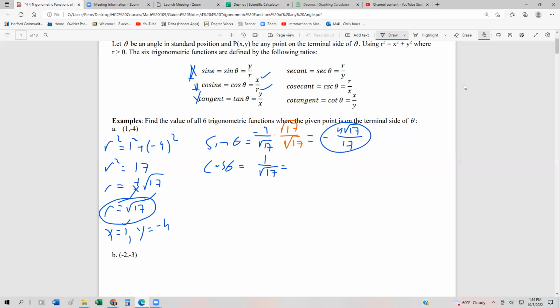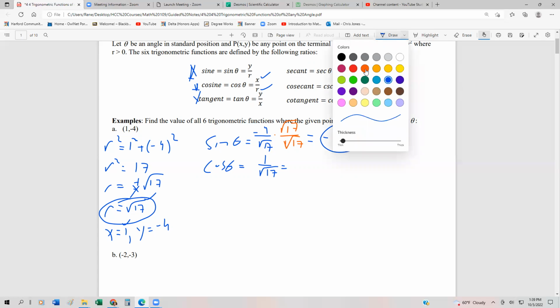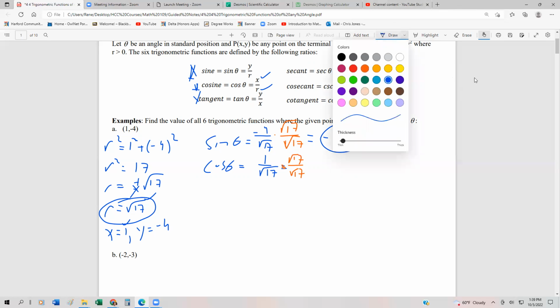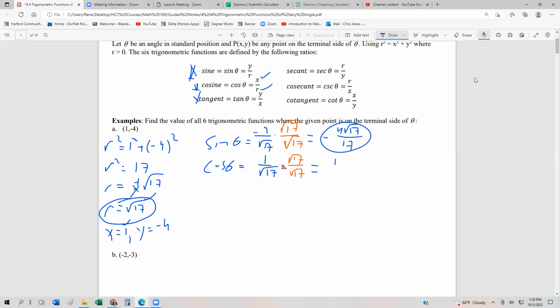And 1 over root 17, if we were to rationalize it, just by multiplying by root 17 over root 17. So we just multiply it by root 17 over root 17. That's going to be equal to root 17 over 17. So that's going to be equal to the square root of 17 over 17.